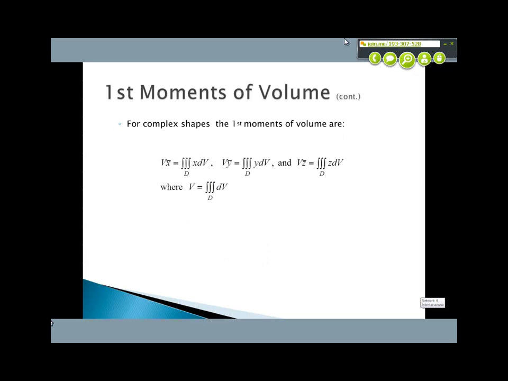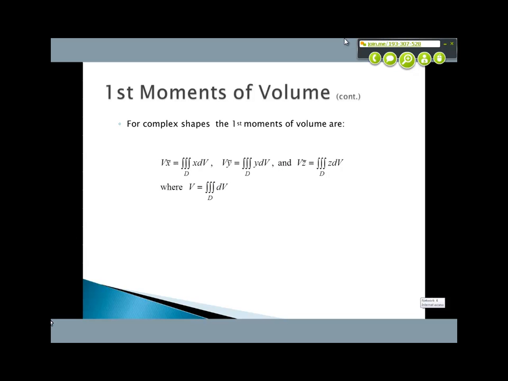If it is a free-form complex shape, then we generally talk about it in terms of a triple integral, where we have, for the first moment of volume with respect to X, the total volume times the center of mass X location is equal to the triple integral of X dV, and the same for Y and the same for Z.